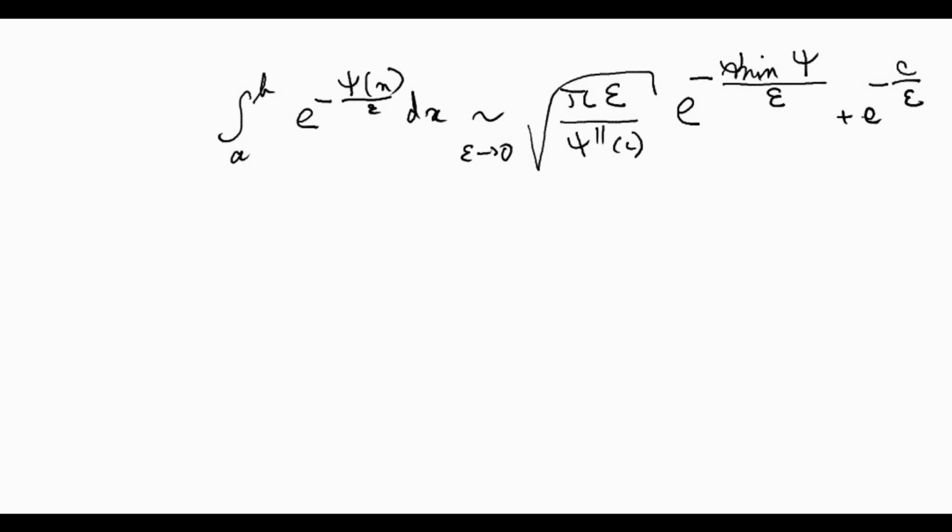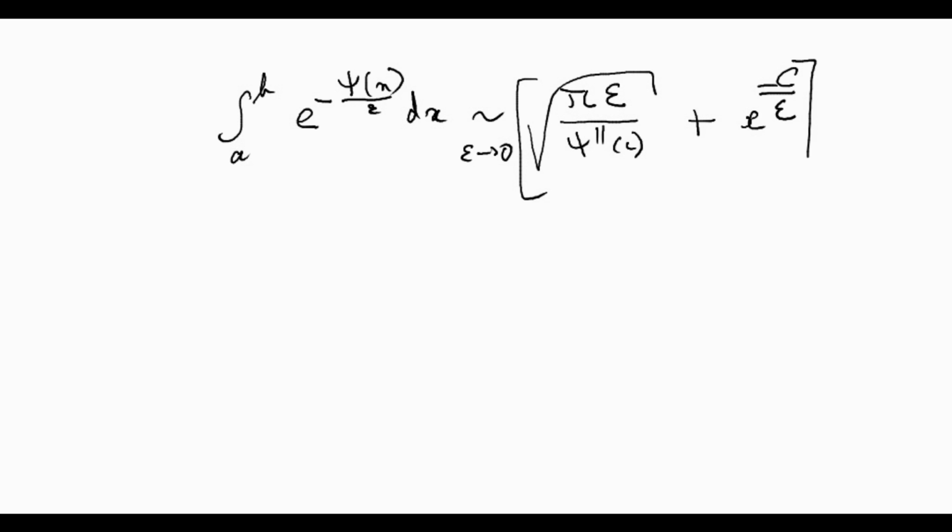Actually, we should have written this a bit differently. Let me rewrite it. So this is the term here. This is plus an exponentially small term of constant divided by epsilon, which can be neglected, and this is exponential of minus psi divided by epsilon.